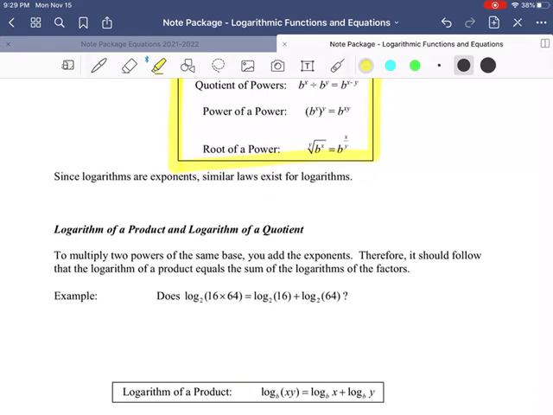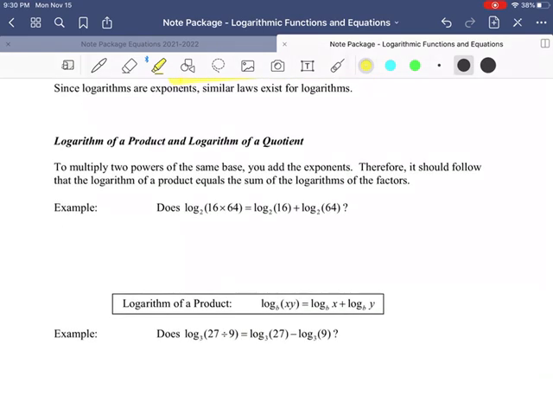Since logarithms are exponents, similar laws exist for logarithms. The logarithm of a product and the logarithm of a quotient. So these are the first two rules that we're going to go through. To multiply two powers of the same base, you add the exponents. Therefore, it should follow that the logarithm of a product equals the sum of the logarithms of the factors.